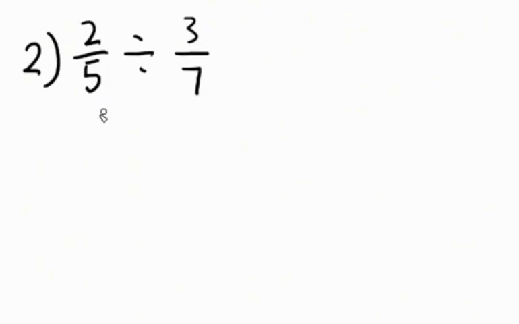Question 2. 2 over 5 divided by 3 over 7. Now, as usual, we will flip the second fraction for the reciprocal.